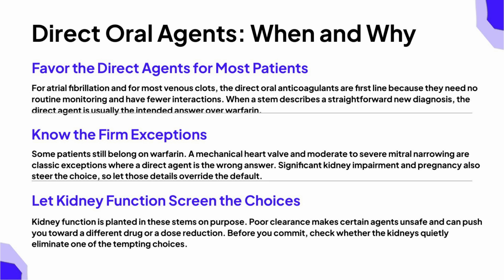A mechanical heart valve and moderate to severe narrowing of the mitral valve are classic settings where a direct agent is simply wrong and warfarin is required. Pregnancy and significant kidney impairment also change the choice, so let those details override your default. Third, let kidney function screen the choices. The kidney value is planted in these stems on purpose. Poor clearance can make a particular agent unsafe and push you toward a different drug or a lower dose. Before you commit, always check whether the kidneys quietly rule out one of the tempting options.